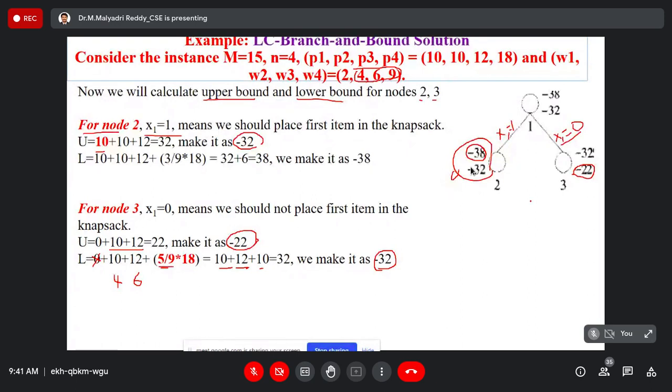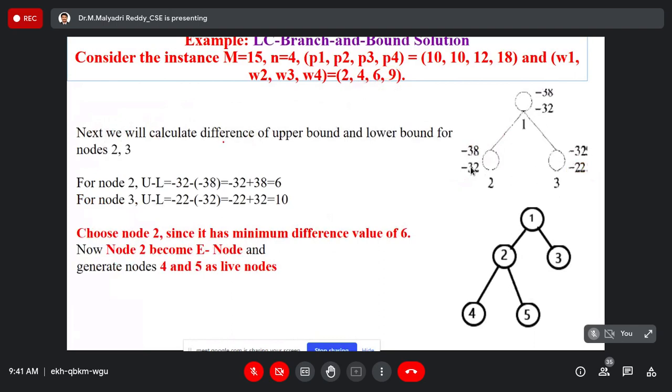From the 2 nodes, which one do I have to select? The knapsack is implemented in 2 ways: one is the least cost method, the second is the FIFO method. In the least cost method, I have to choose the one with the least cost. For that I use this formula: calculate the difference of the upper and lower boundaries of each node, for 2 and 3. That means upper bound minus lower bound is the difference of the 2 boundaries, and that is the cost.